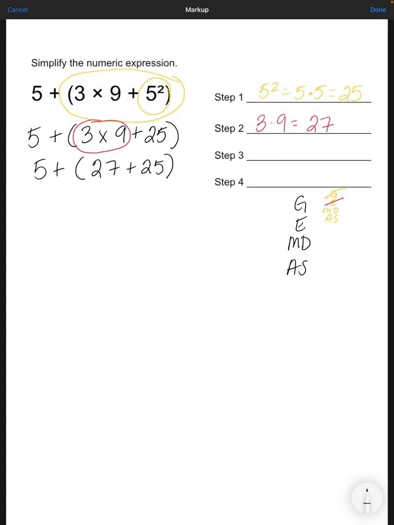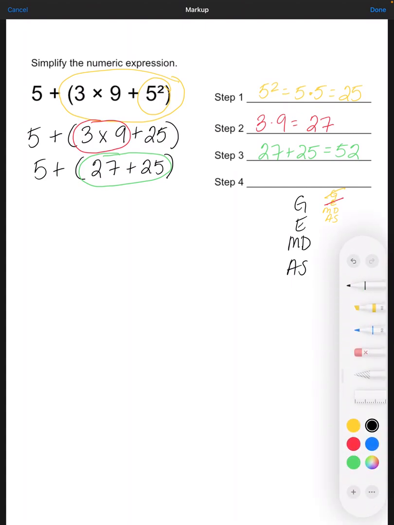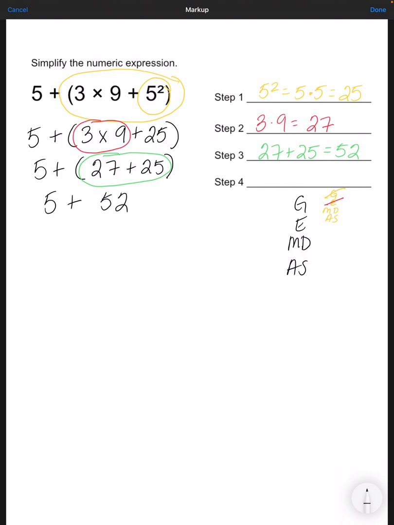So I go back to my expression that I've started simplifying, and I'm still working within that grouping because I have to complete all of my groupings. So I see that there's 27 plus 25. My next step would be 27 plus 25, which has a value of 52. I must now rewrite this numeric expression as 5 plus 52, because I have simplified everything within that grouping, so I no longer need the grouping symbol. There are no more operations within that grouping symbol, so that grouping has been completed.